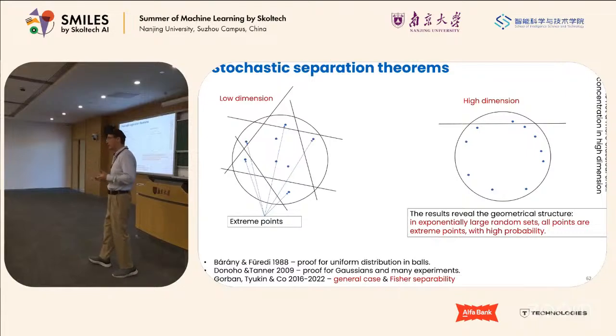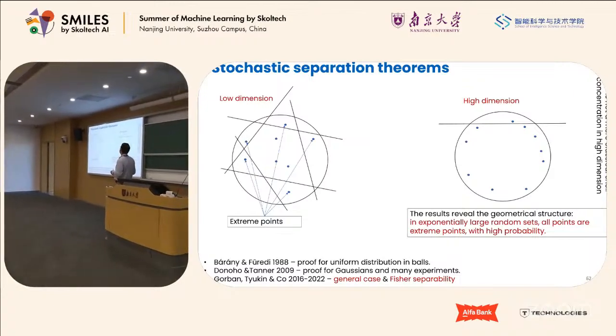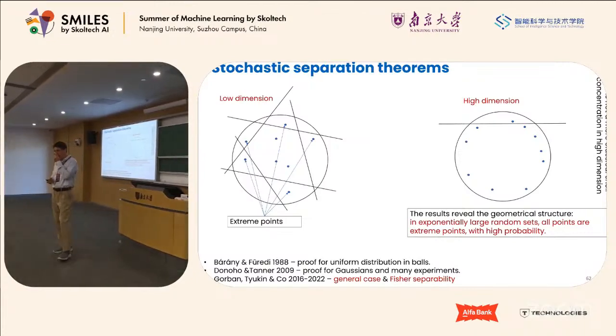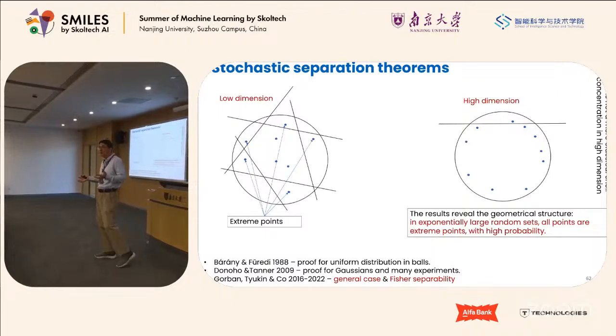So what I'm saying is that the property that I'm relying upon, and you can actually prove it, is that every single point with high probability will be an extreme point. So basically, if you build a polyhedron out of your random sample, it will be a convex polyhedron, which is a nice property.